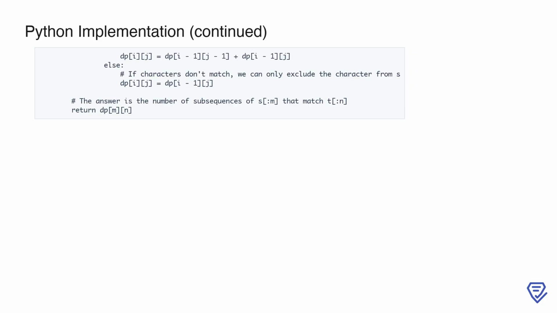If the characters do not match, however, the only option is to exclude the current character from S, so DP[i][j] is simply equal to DP[i-1][j]. Once we have filled the entire DP table, the bottom right cell, DP[M][N], holds the final answer. This value represents the total number of distinct subsequences of S that match T. Finally, we return this value as the output of the function, completing our implementation.